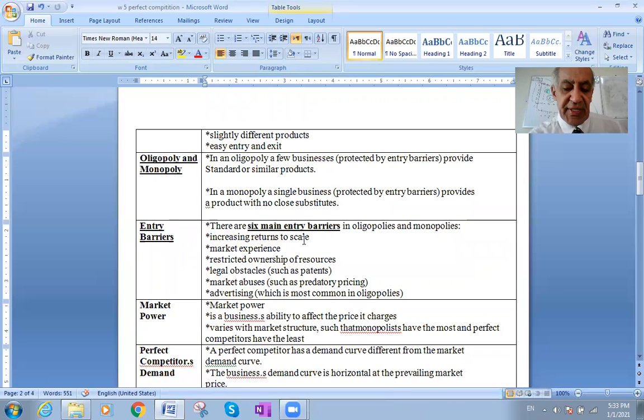The first one, increasing returns to scale, the market experience, the restricted ownership of resources, the legal obstacles, if you have anything like patents or copyrights, market abuses such as predatory pricing. What is predatory pricing here?